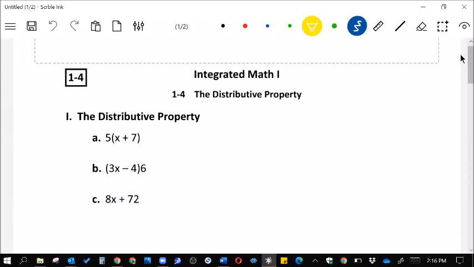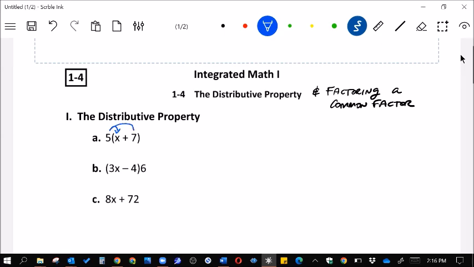Let's look at the distributive property and its opposite, which is factoring a common factor. First, let's look at the first two examples. You have learned before, and now this will review, that the distributive property is taking a multiplier outside the parentheses and multiplying it to all of the terms inside it. So that is equal to 5 times x plus 5 times 7, which would be 5x plus 35.